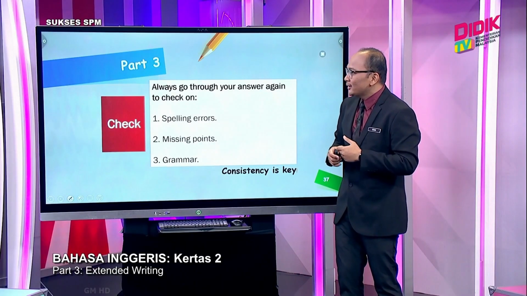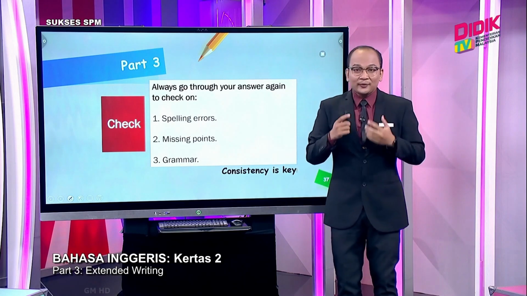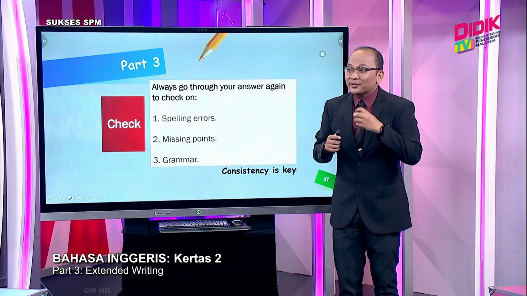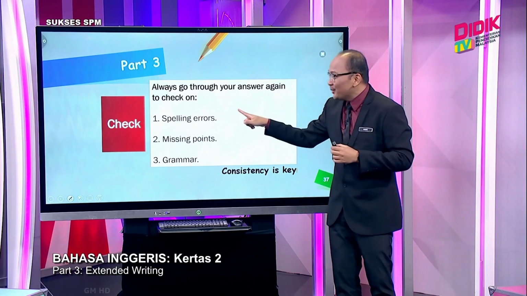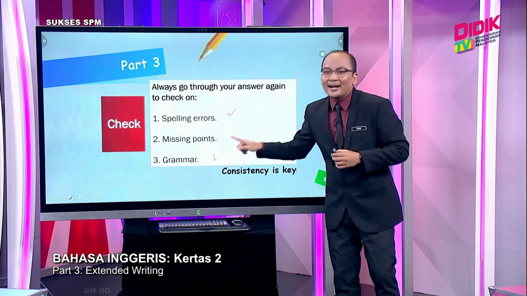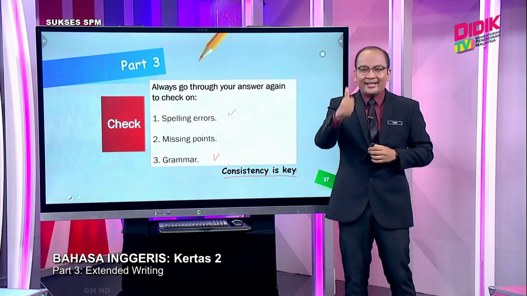Which is very good for our last slide. Always go through your answer again to check for spelling errors, missing points, and grammar. We want to focus on the points first. So please try to put as many points as possible while at the same time looking at the spelling errors and checking your grammar because consistency is key.